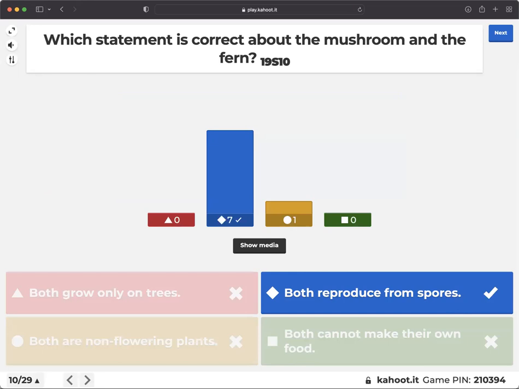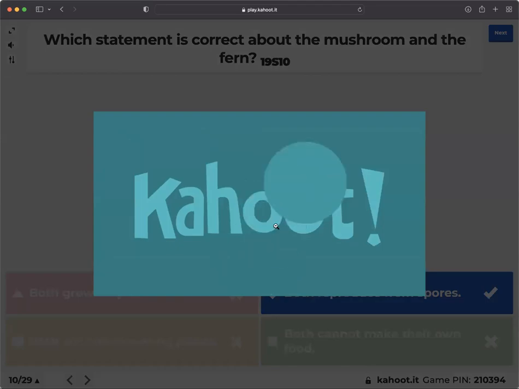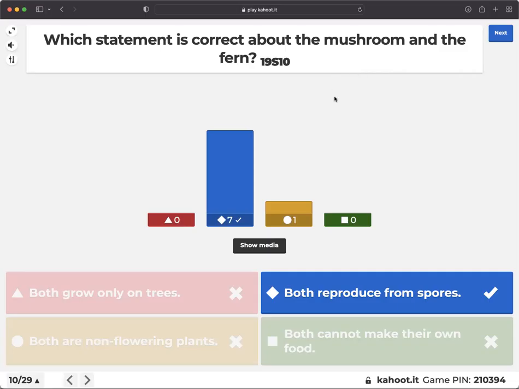Okay, so most of you got the correct answer. One of you chose the yellow one. The yellow one says both are non-flowering plants. First of all, mushroom is not a plant. Mushroom is a fungus, not a plant. So that's the reason why yellow is wrong.